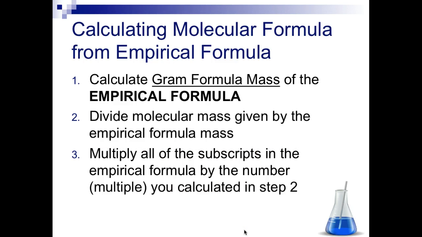So now, what if you're asked to calculate the molecular formula from the empirical formula? You're going to first calculate the gram formula mass of the empirical formula. I will always give you the molecular formula mass. So you're going to divide the molecular formula mass by the empirical formula mass, and you're going to multiply all the subscripts by the number that you calculated in step 2.